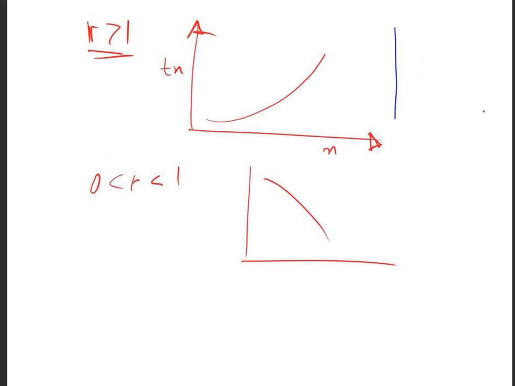Whereas your arithmetic sequence with your d greater than 0, or a positive value, this is how it's going to be. And if your d is less than 0, this is how it's going to be. So this is the graphical difference between arithmetic sequence and geometric sequence.